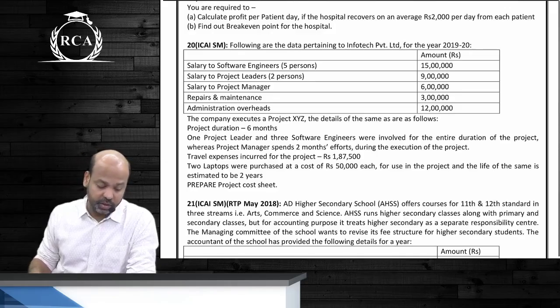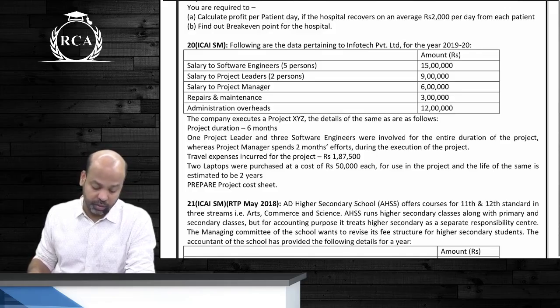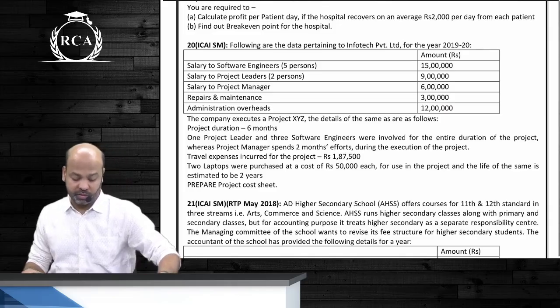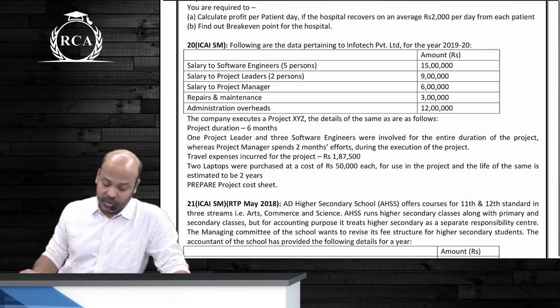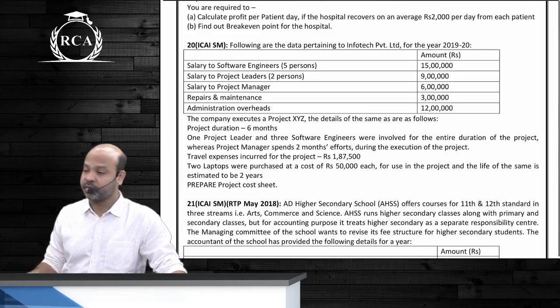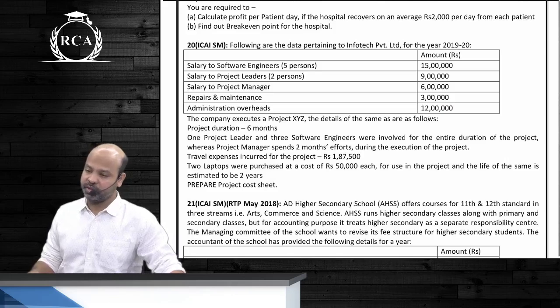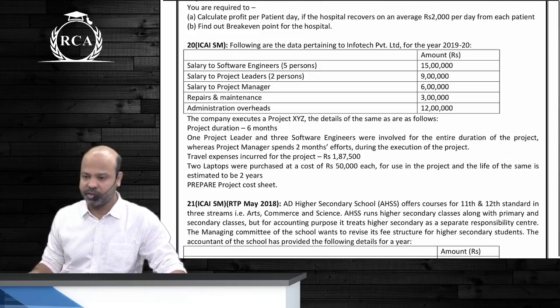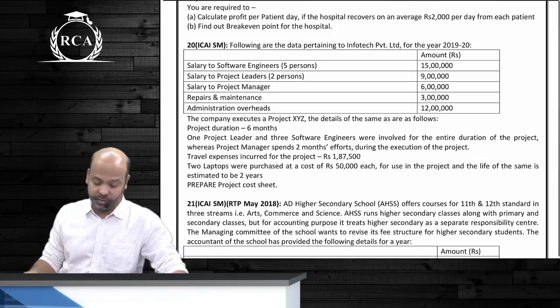Travel expenses incurred for the project is 1,87,500. There were 2 laptops purchased at a cost of 50,000 each for use in the project, and the life of the same is estimated to be 2 years. This will come as a part of your depreciation, that is hardware and software related costs. You will have to proportionately take depreciation for a period of 6 months. The laptops have a useful life of 2 years.